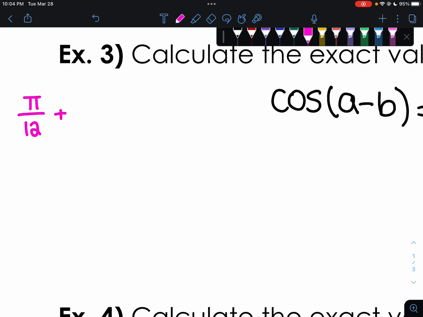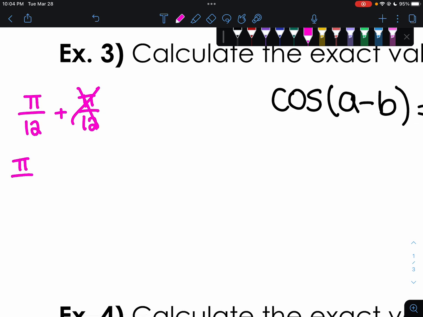So I'm going to start adding angles. If I try to add pi over 12, that's not going to do me any good because I don't know this angle. That's the whole reason we're doing this. So pi over 12 is not going to be helpful to use. So instead, if I go to 2 pi over 12, we're going to see if maybe we know this. Well, 2 pi over 12 can simplify to pi over 6.